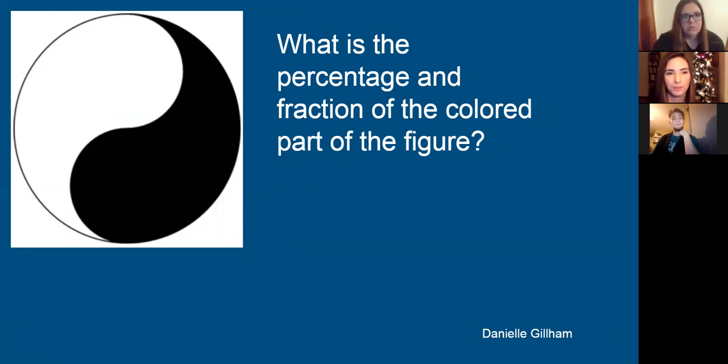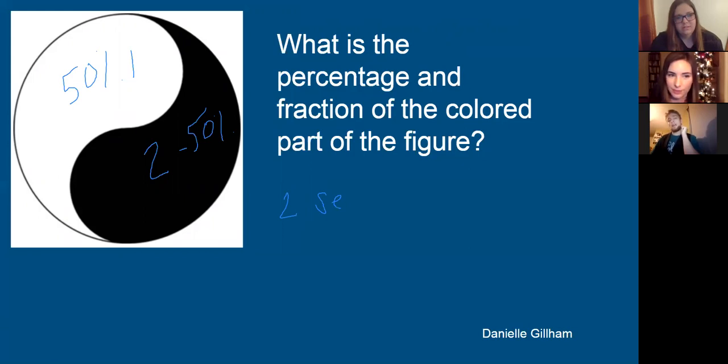You have your 1 part and your 2 part, and they're equal. So this one's going to be 50%, and this side's going to be 50%. So you're going to have balance. 2 sections. So this is the simplest one we've gotten so far. Yeah, I would believe so.